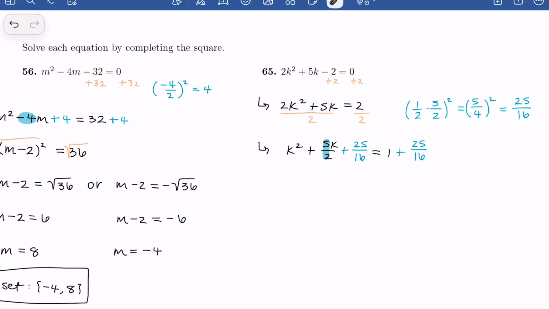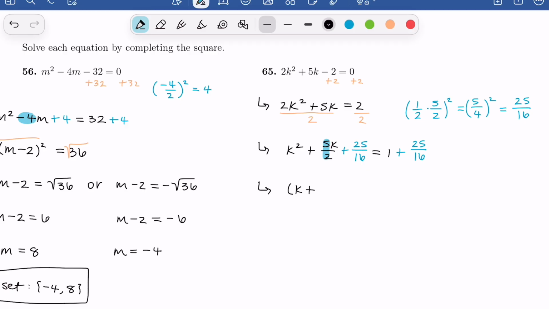Now, it might not be as obvious in this case because we're dealing with these fractions, but this is a perfect square trinomial, and if you're ever confused on what the value might be that we're going to be adding to our variable, it's always going to be half of our coefficient for our first degree term. So in this case, we're going to add 5 over 4 to our k and then square it. So what I mean is, this is the same thing as k plus 5 over 4 squared. And on the right-hand side, we're going to have 1 plus 25 over 16. In order to add these together, we're going to need to get a common denominator.